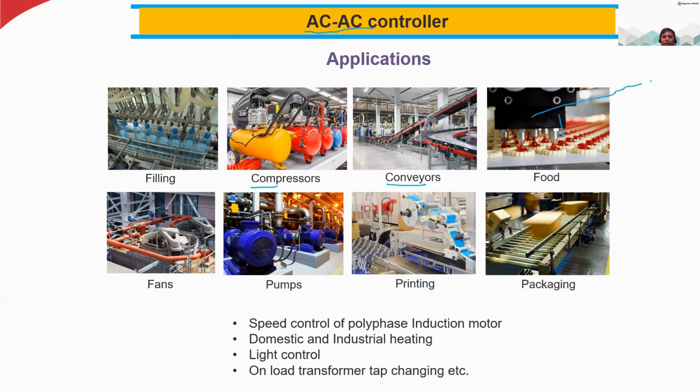They may use this machine not only for this product but for different products, using the same machine. So we need to control the motor speed. We also need these AC to AC controllers in that kind of application. And also we are using them in fans and pumps. We use pumps to pump water, and also in printing machines and packaging. So it's useful in quite many industries and applications.